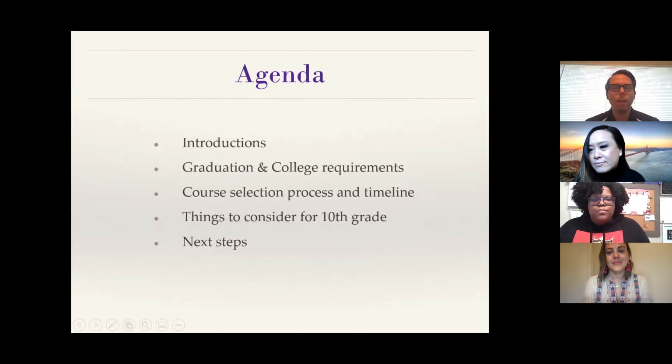All right, so our agenda today, we just introduced ourselves, our four guidance counselors here. We're going to talk a little bit about the graduation and college requirements to show that to you all again. Talk about the course selection process and timeline, since things do look a lot different this year compared to last year when you selected courses. Things to think about for 10th grade, you are currently 9th graders, rising 10th graders, and then we'll end with some next steps.